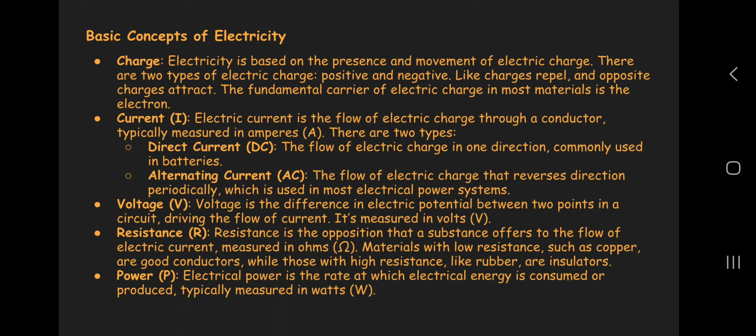Current, I. Electric current is the flow of electric charge through a conductor, typically measured in amperes. There are two types: direct current, also known as DC, the flow of electric charge in one direction, commonly used in batteries. Alternating current, AC, the flow of electric charge that reverses direction periodically, which is used in most electrical power systems.